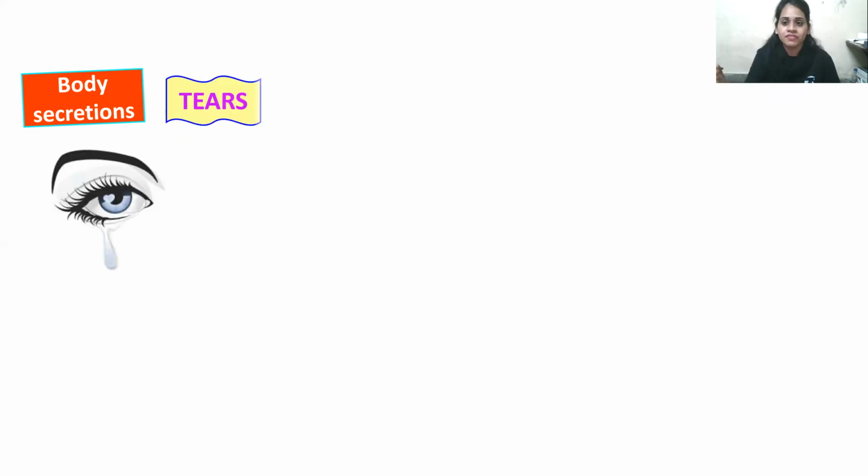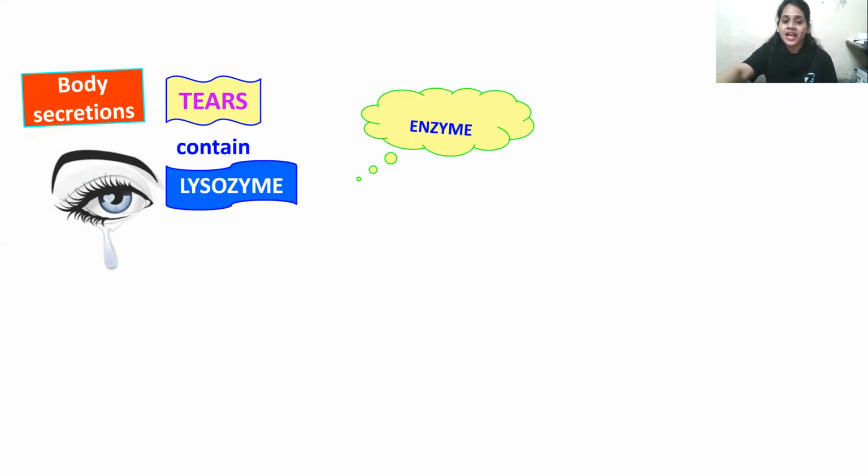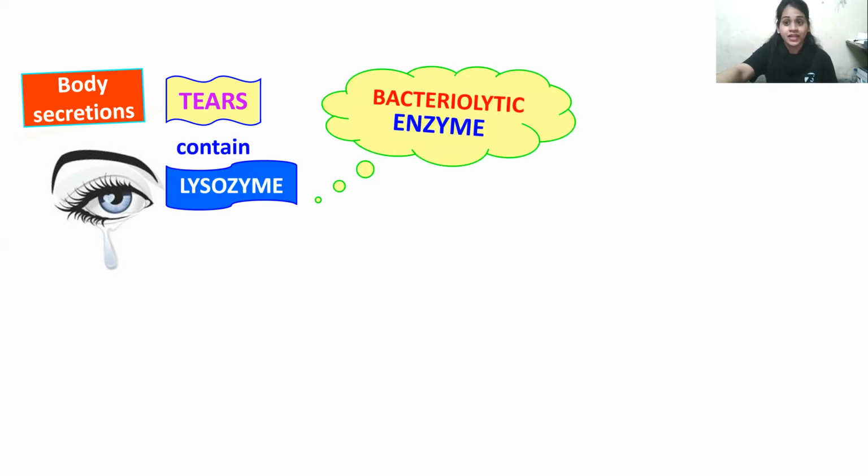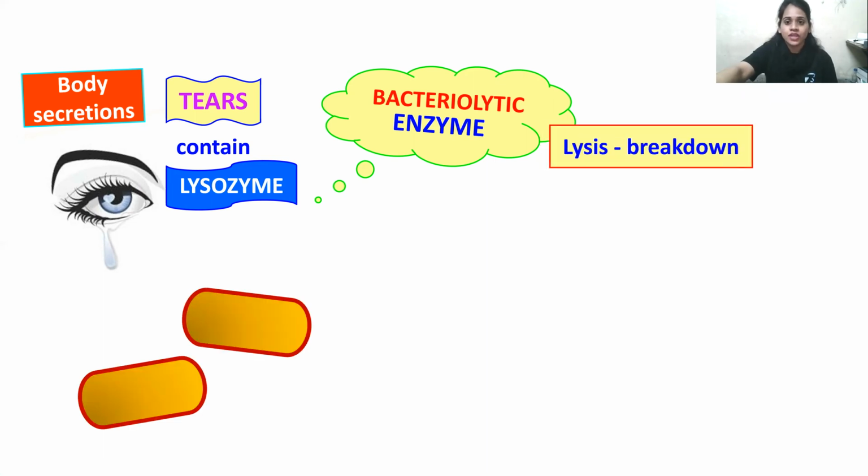Okay, so coming to the third point, that is body secretions. We are going to talk about an example of tears. What is there in your tears? Let us see that. See, tears contain lysozyme. Lysozyme is an enzyme, but not a normal enzyme. It is a bacteriolytic enzyme. See, these are the bacteria. Lysis means breakdown. So what will be broken down now? The bacteria's cell wall will be broken down.